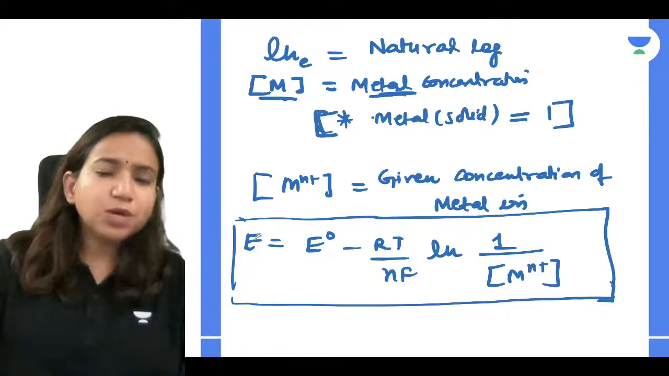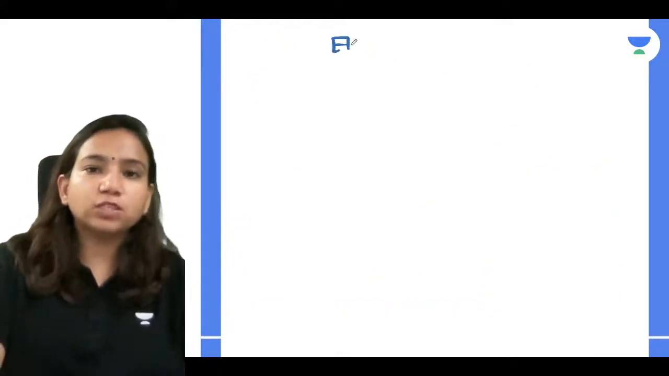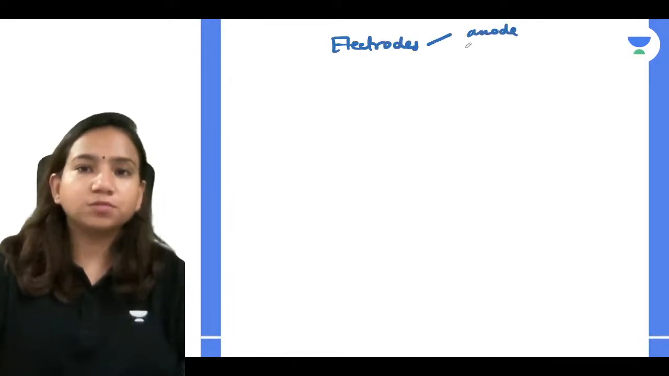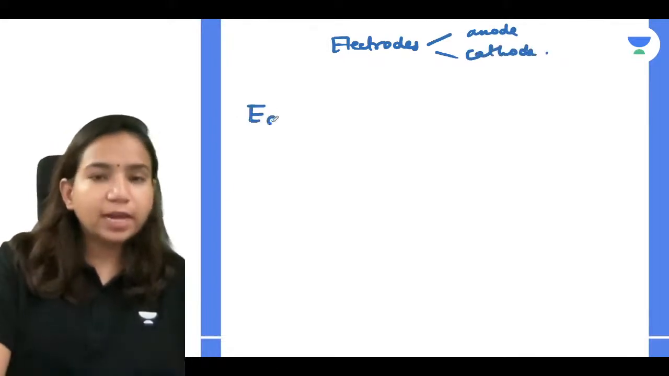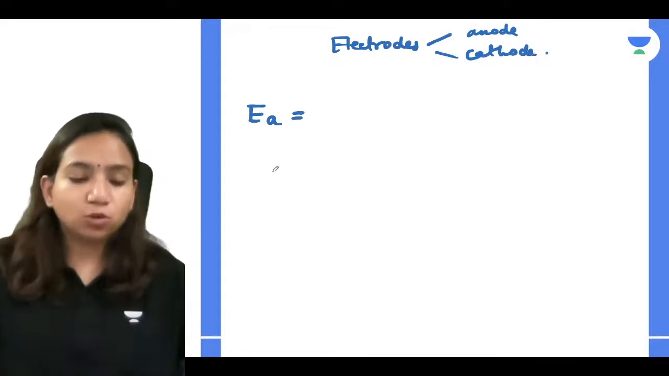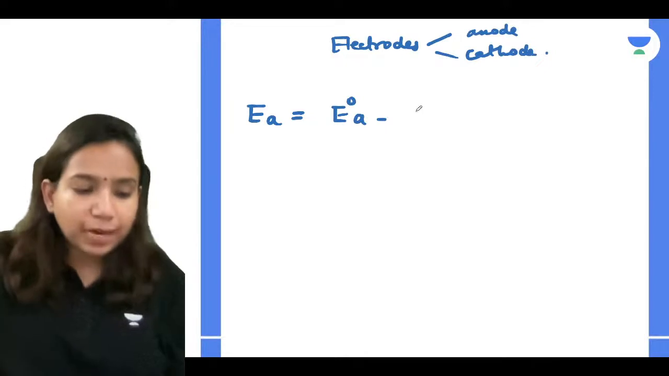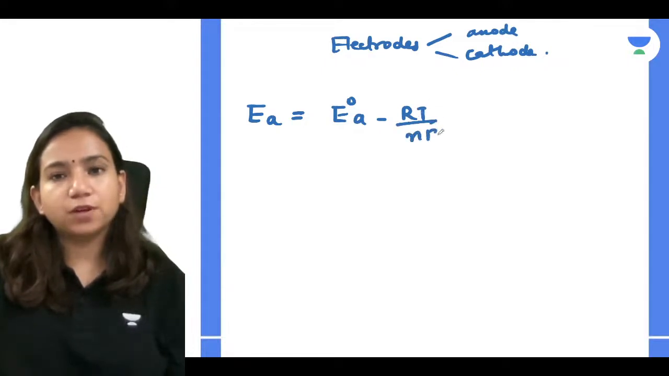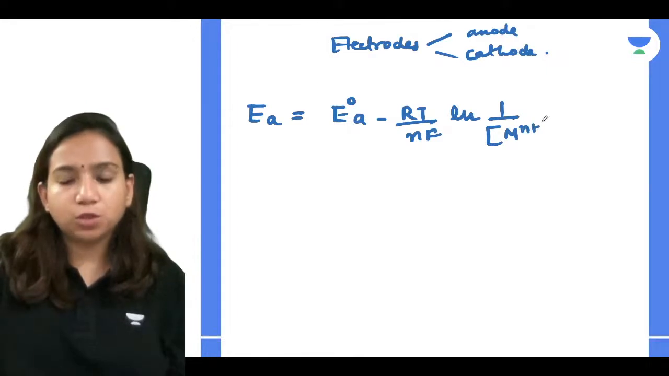Now we are mentioning electrode potential. Tell me guys, electrodes are of how many types? Electrodes are of two types, one is anode, another is cathode. For both the electrodes, can we define it? We can write the anode, EA meaning electrode potential at anode, as E naught A minus RT by NF ln 1 upon Mn positive.